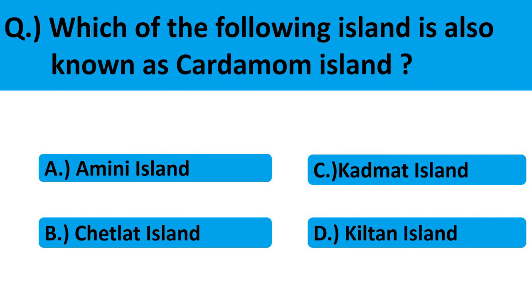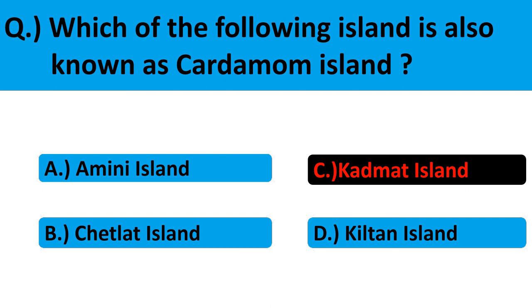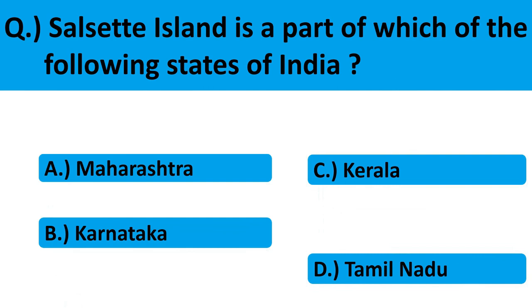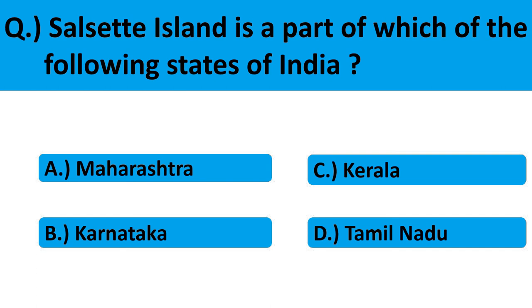Question number 98. Which of the following islands is also known as Cardamom Island? Correct answer is Kadmat Island. Question number 99. Salsette Island is a part of which of the following states of India? Correct answer is Maharashtra.